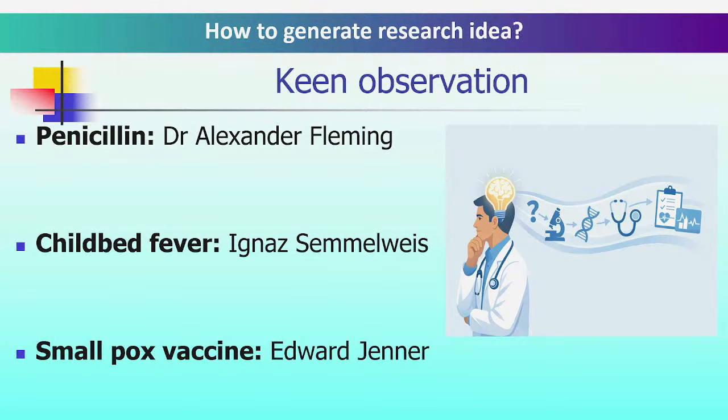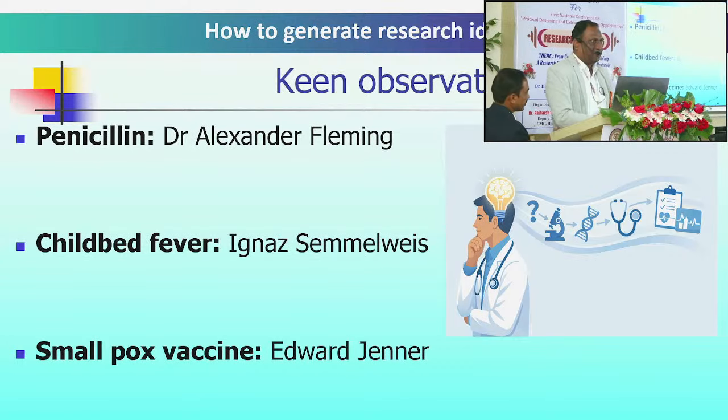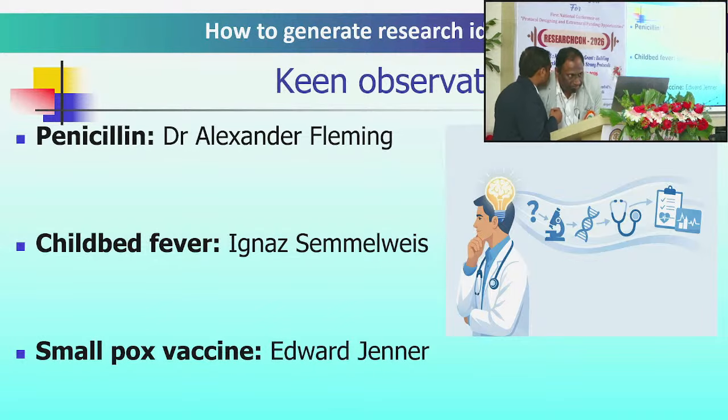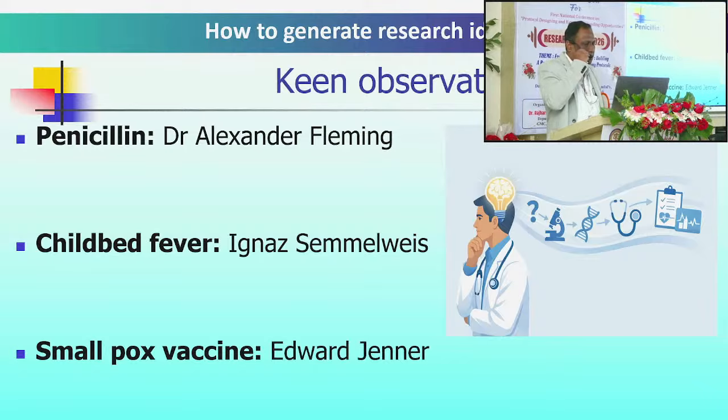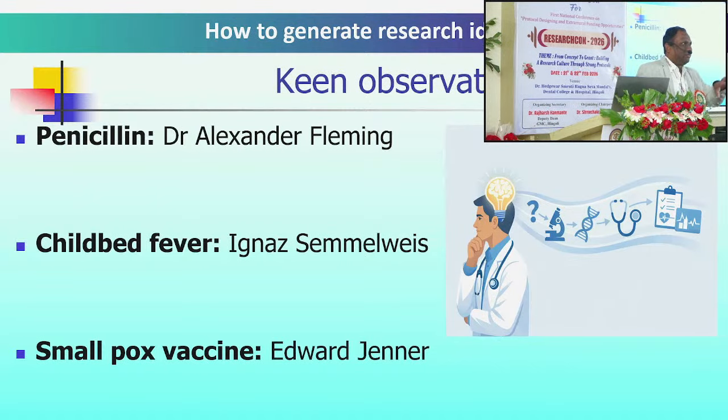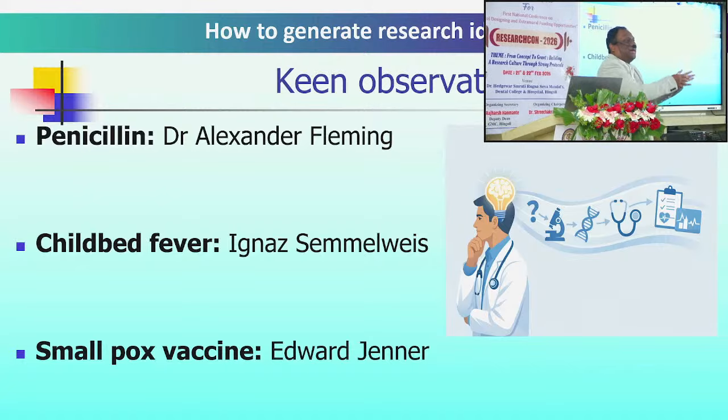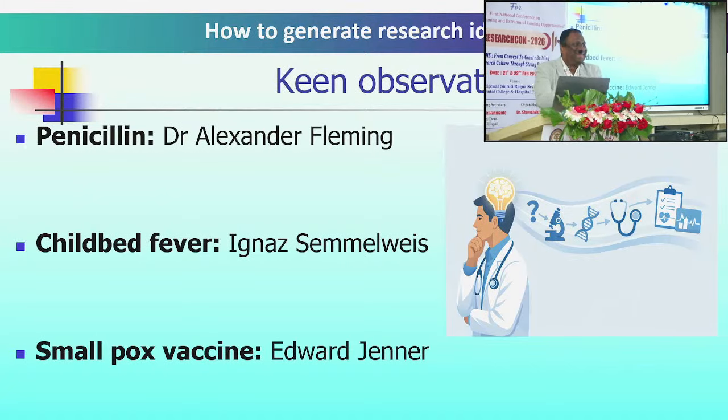You know what Semmelweis has done? He is called the person who has saved millions of mothers. So, this is a good story. What he observed, there were two maternity wards. One was looked after by gynecologist doctors, and one ward was looked after by midwives. But the mortality rate in the doctors' ward was triple the mortality rate in the midwives' ward.